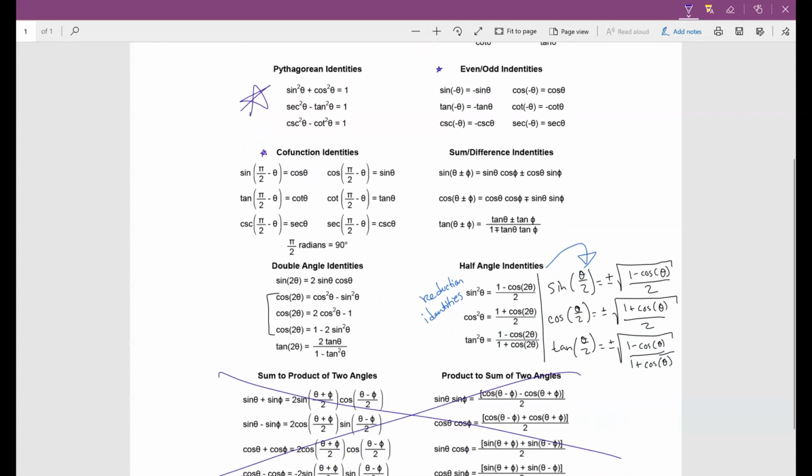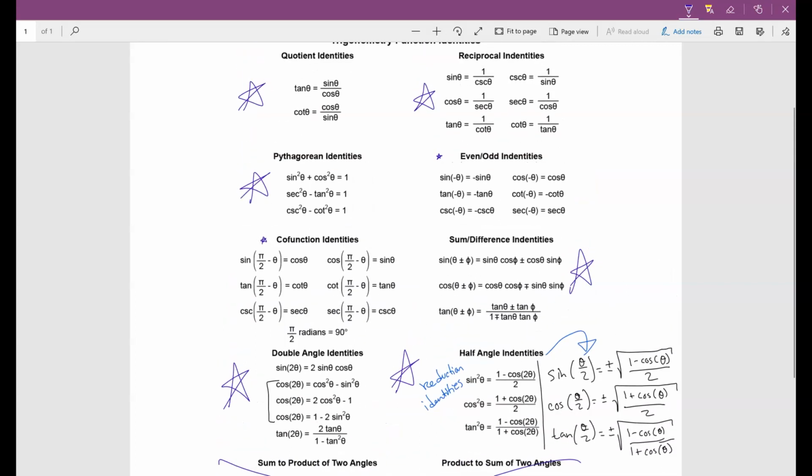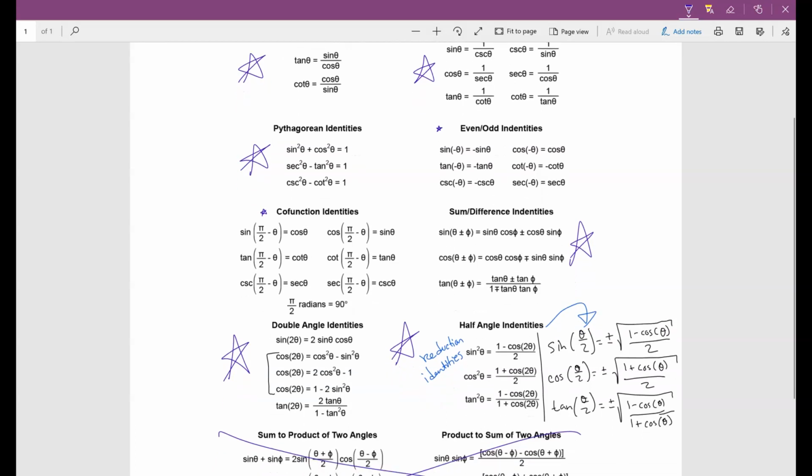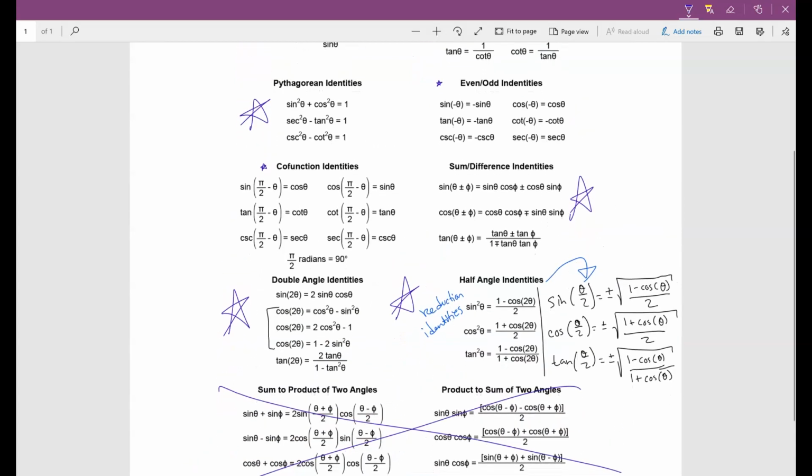But the ones that I really want to focus on are these 3: the sum and difference, the double angle, and the half angle. So this one, and then this one. Everything that has a big star is really, really important. Everything that has a little star is okay. You can know that they exist. But the ones that I'm really going to do problems with are sum and difference, double angle, and half angle. So we'll do a couple of problems first.